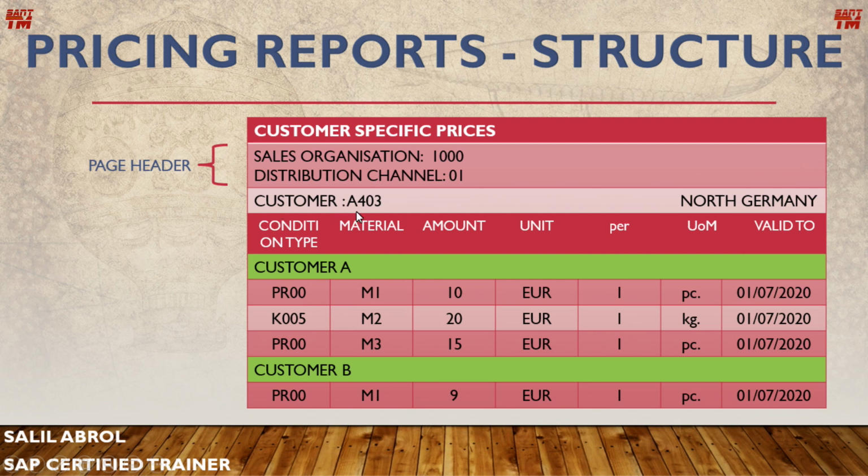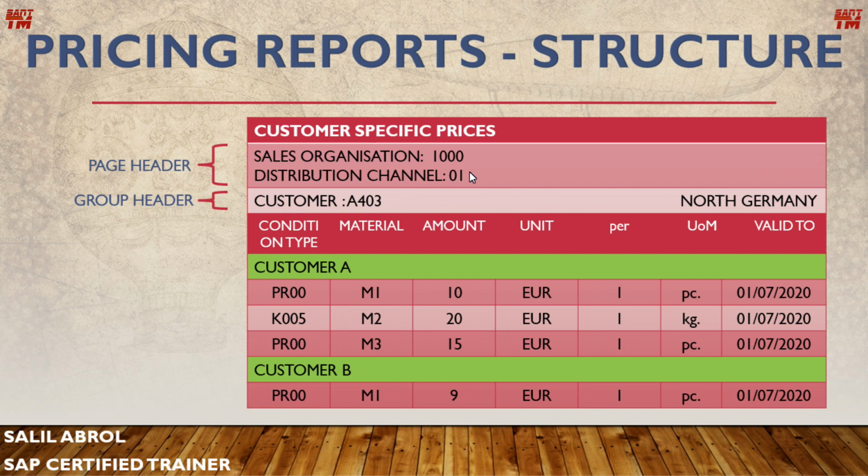Then comes the customer. I have defined that the customer number is A403 and the customer is of North Germany, let's say. So this second row is called the group header, and the group header is the second level of filter. The first level of filter was sales organization, and in that sales organization, distribution channel. That means we have gone to company number 1000 and to distribution channel number 01 of that sales organization. So now we are restricted to that particular distribution channel only.